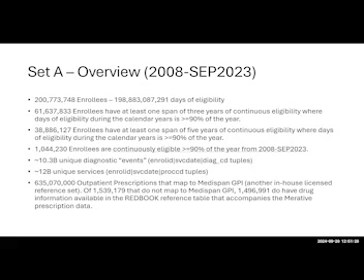Over 1 million are continuously eligible the entire time. There are 10.3 billion unique diagnostic events, meaning a unique pairing of enroll ID, service date, and diagnosis code. There are 12 billion unique services.